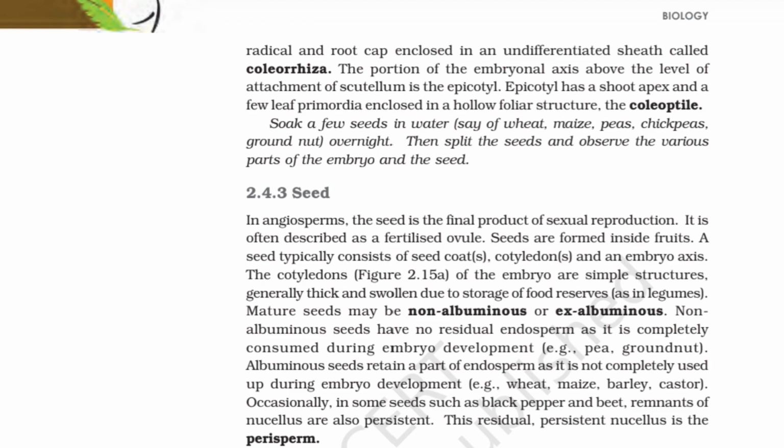Non-albuminous seeds have no residual endosperm as it is completely consumed during embryo development, for example pea, groundnut. Albuminous seeds retain a part of endosperm as it is not completely used up during embryo development, for example wheat, maize, barley, castor. Occasionally, in some seeds such as black pepper and beet, remnants of nucellus are persistent. This residual persistent nucellus is the perisperm.